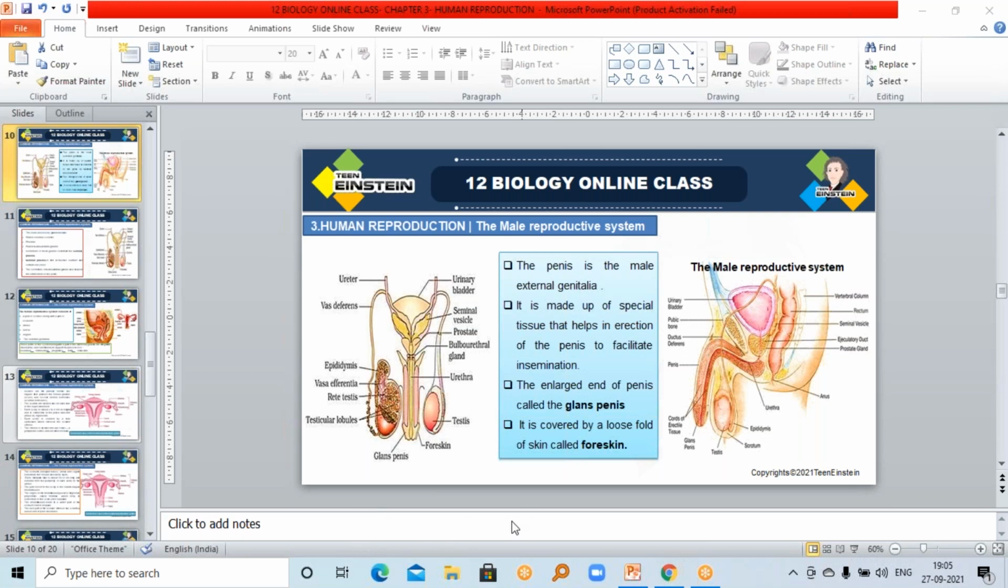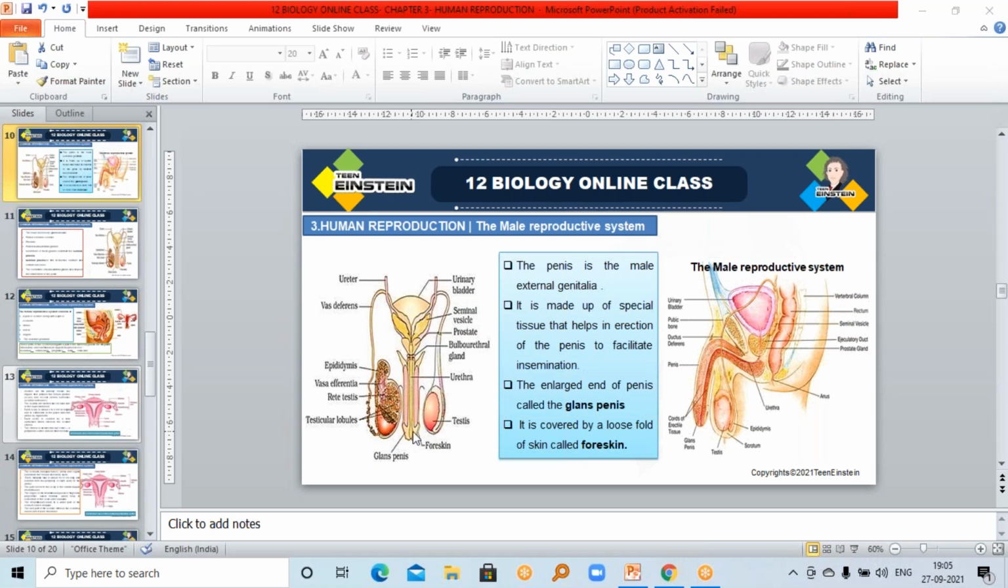The glans penis is the most sensitive part of the penis, and it is covered by loose foreskin. That is called the foreskin. It covers the glans penis, right? During sexual arousal, the three bundles of tissues in the penis become engorged with blood, and that causes erection.